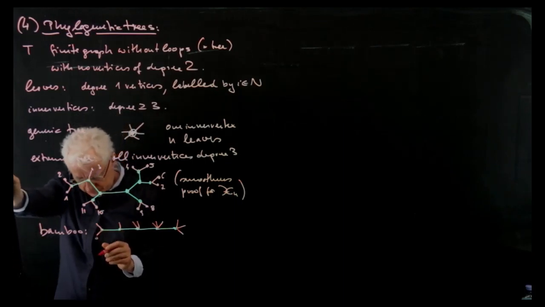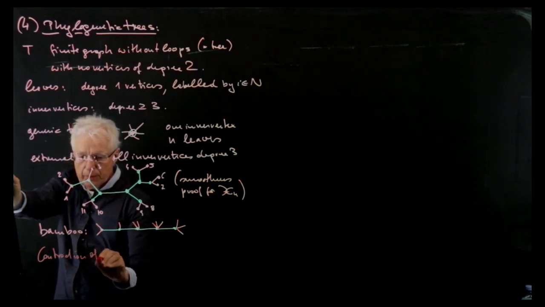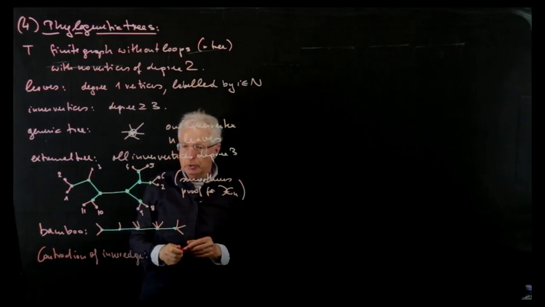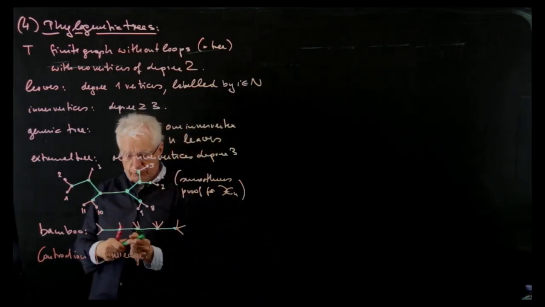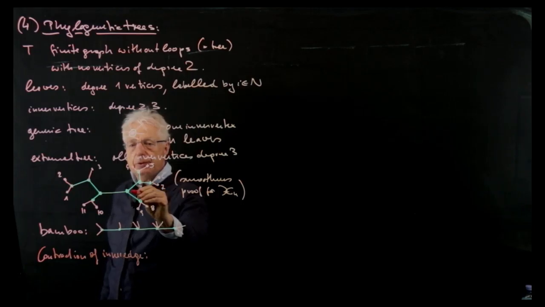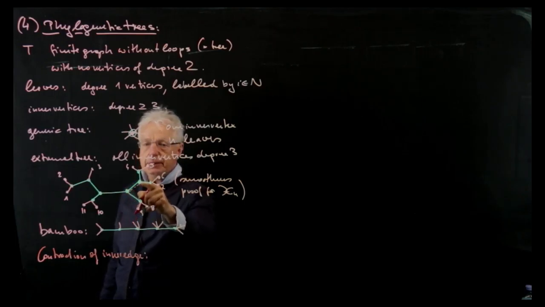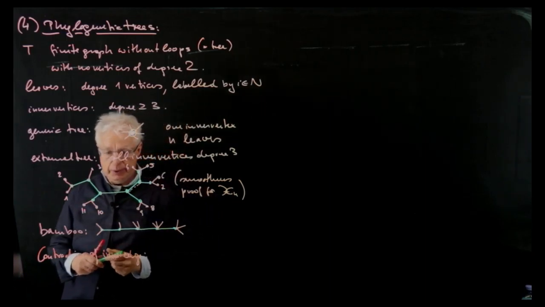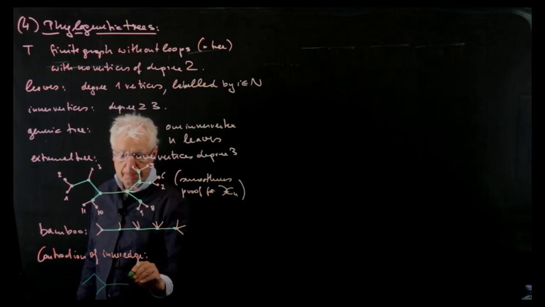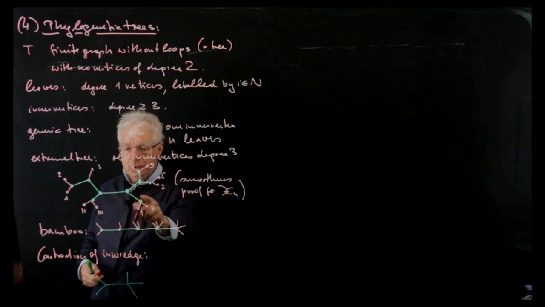And one which will appear soon is the contraction of an inner edge. All these operations will have a geometric counterpart for our moduli space. So for instance, let us look at this edge here. Do you see it? We can contract this edge to just one vertex, and then we would get from this tree, we would get this one.